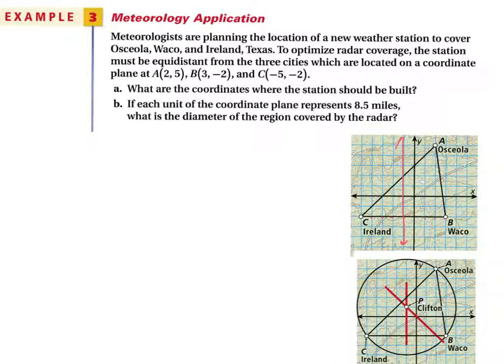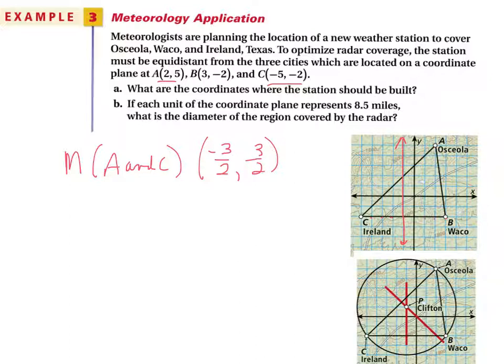There's one perpendicular bisector. Now I'm going to cut the length of AC in half by finding the midpoint. So the midpoint of A and C is, let's see, negative 3 halves and 3 halves. So negative 3 halves, 1, 2, 3, this would be negative 1.5, negative 1.5. So it'd be right there.